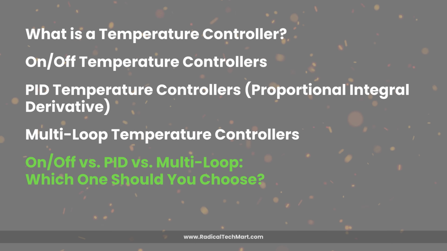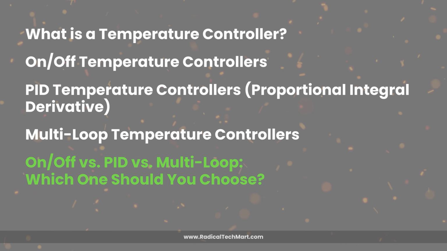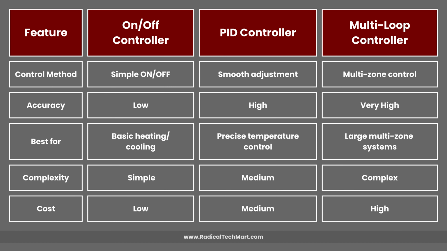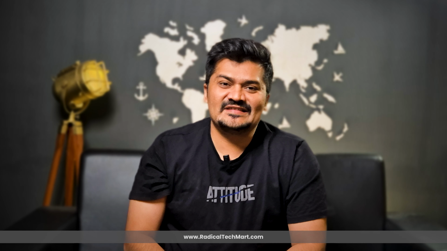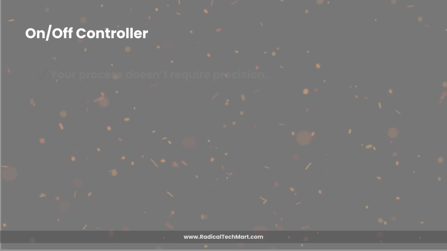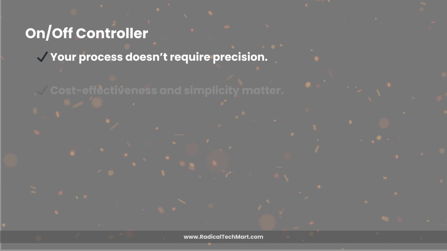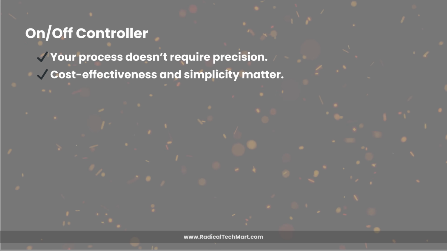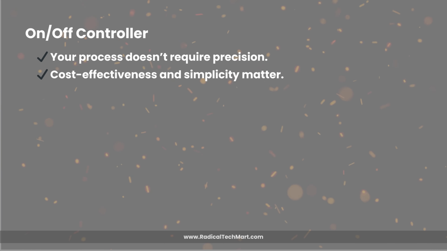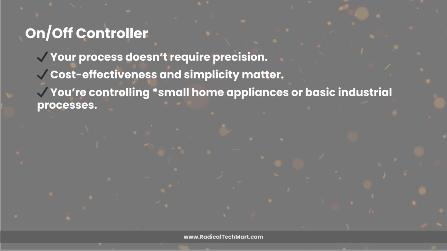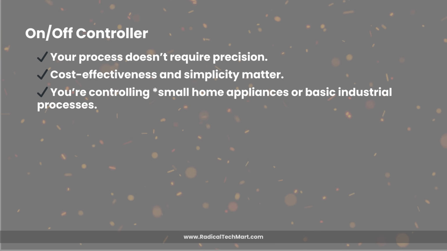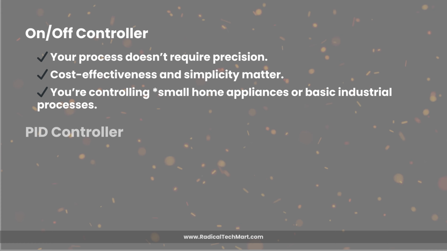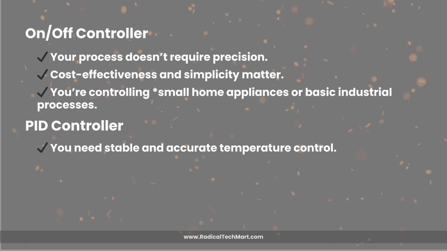Now let's quickly go through on-off versus PID versus multi-loop temperature controllers. On the screen you can see right now the basic differences. So after watching this comparison, tell me in the comment section which one you should choose. Let me tell you, go for the on-off controller if your process doesn't require precision. If you also want cost effectiveness and simplicity, then also the normal on-off temperature controller is best for you. And if you are controlling small home appliances or basic industrial processes, then also choosing the normal on-off temperature controller is best for you.